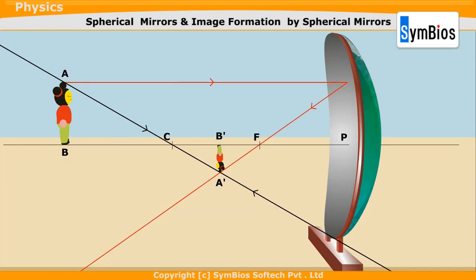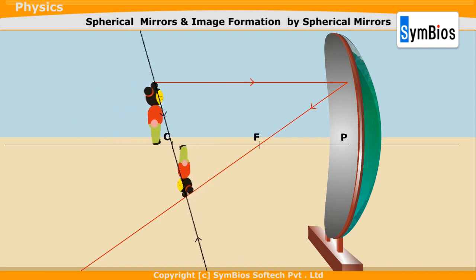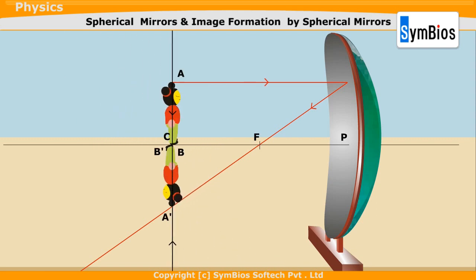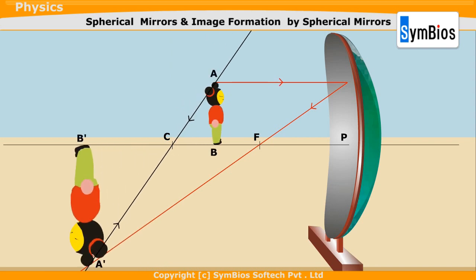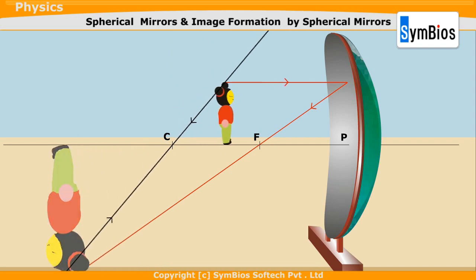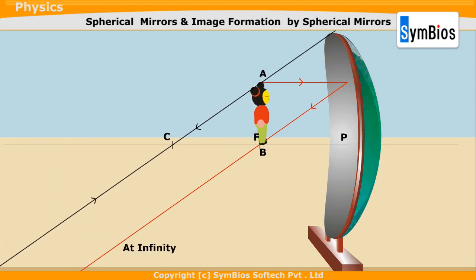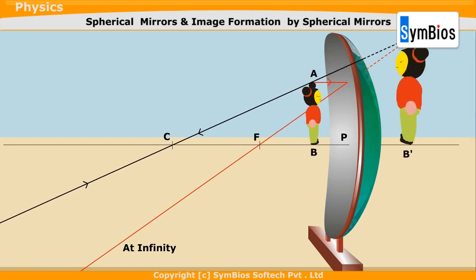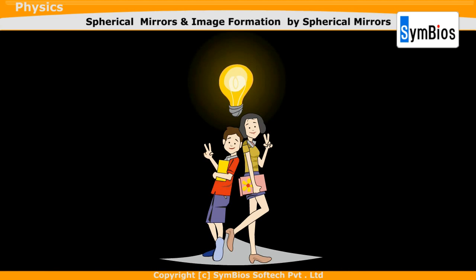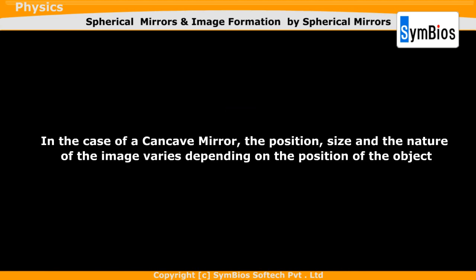Now let us have a summary of the position, nature and size of the images for various positions of the object in a concave mirror. Just observe the image position as the object is moved on the principal axis. From this demonstration, we've understood that in the case of a concave mirror, the position, size, and the nature of the image varies depending on the position of the object.